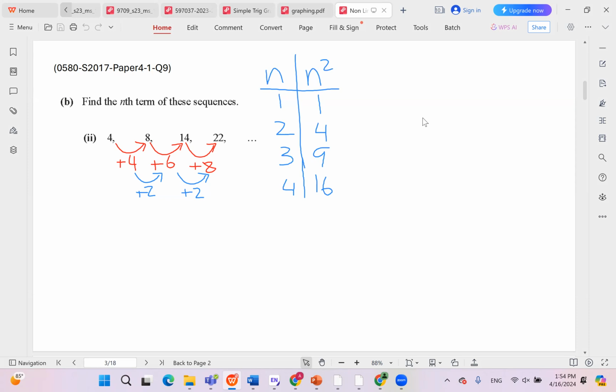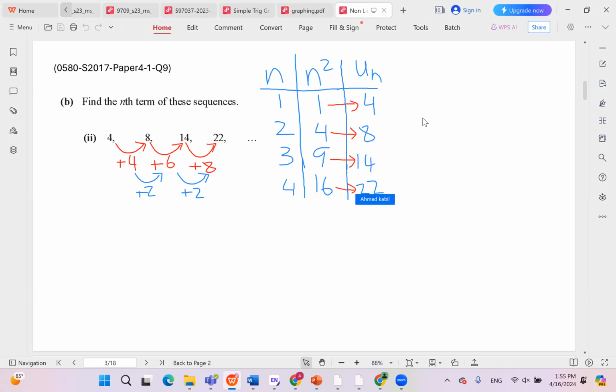Now we're going to add another column for the elements of this particular sequence. We're going to list down the elements of this sequence. So let's write here un, and let's just put the values of the sequence. So we have 4, and then 8, and then 14, and then 22. We need to figure out what the relation is between n power 2 and the elements of the sequence.